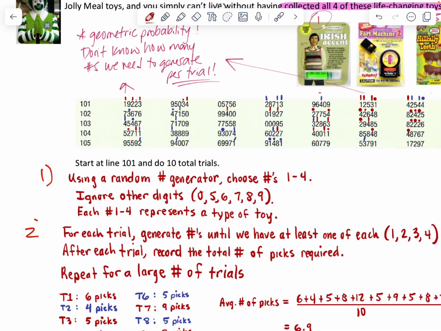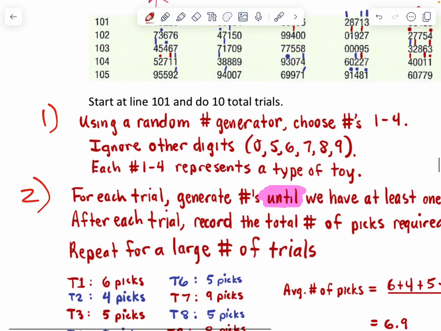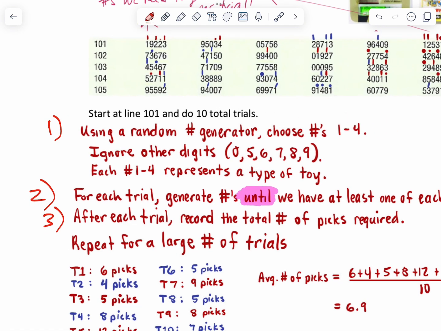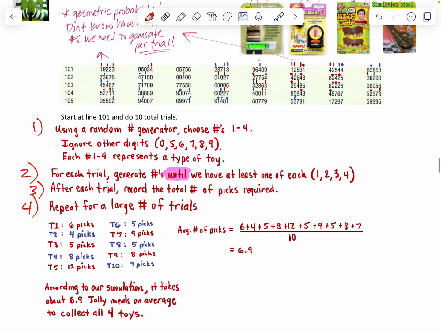For each trial, how many numbers are we going to generate? Well, we don't know. We have to keep generating numbers until we have one of each toy. After each trial, once I generate all my numbers and I end up with a number 1, a number 2, a number 3, a number 4, and probably several repeats of some of those numbers, how many meals did I have to buy? That's the question. How many numbers did I have to generate, which represent how many Happy Meals did I have to buy, until, keyword until, I had all 4. Here I'm going to repeat for my large number of trials, and then here's my conclusion.